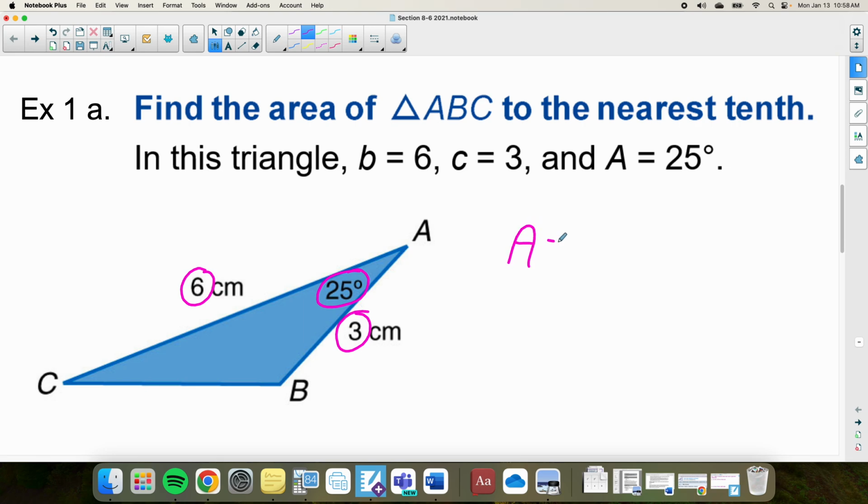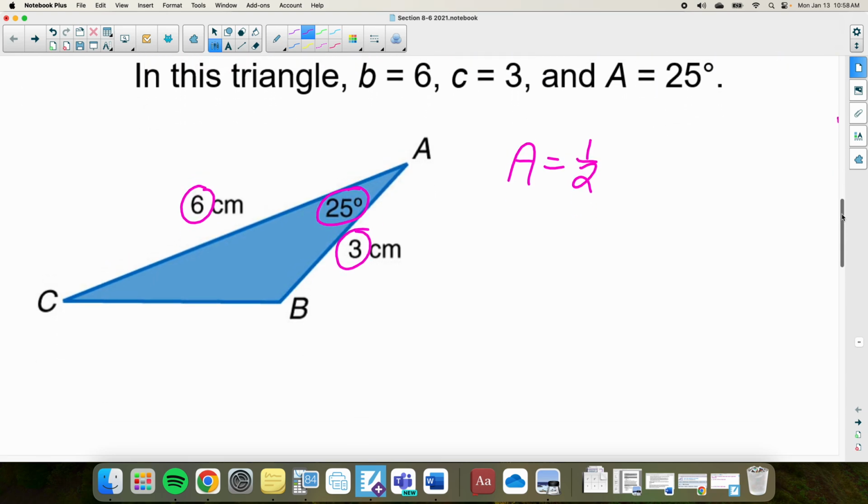You don't really have to write this down, but in trig, a lot of times what they do, if this is angle A, they'll call this little a. If this is angle B, they'll call this little b. And if that's angle C, they'll call this little c. So the formula for this one would be 1/2 times b times c times the sine of A.